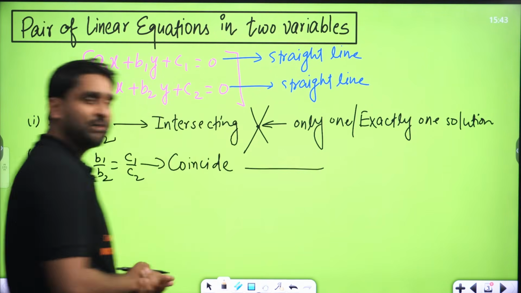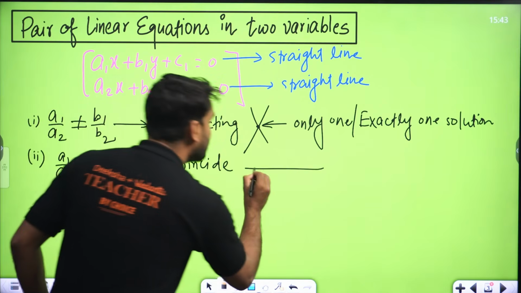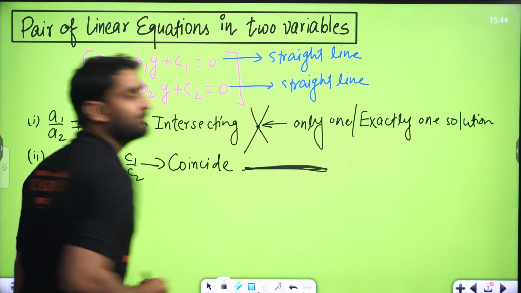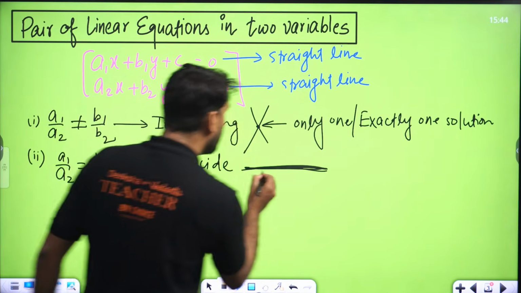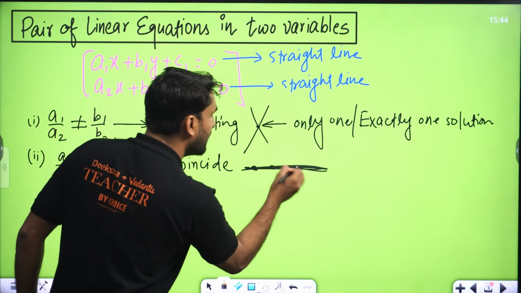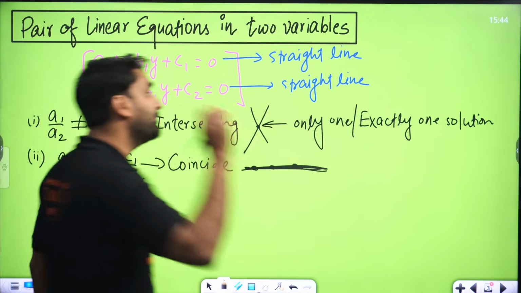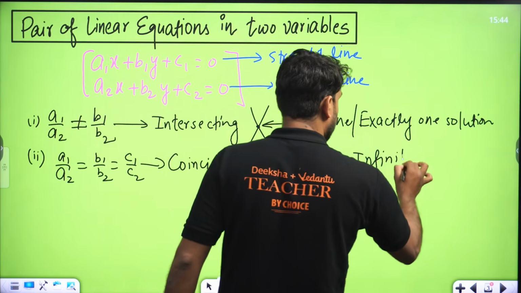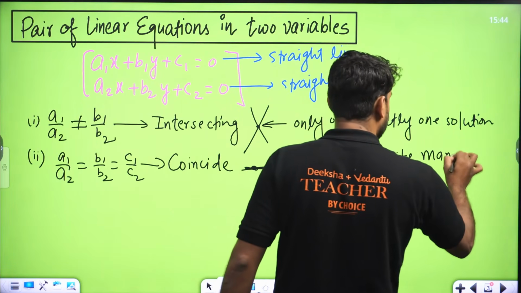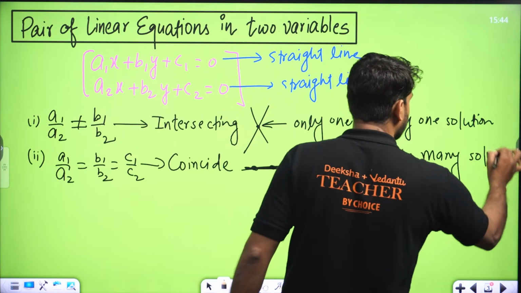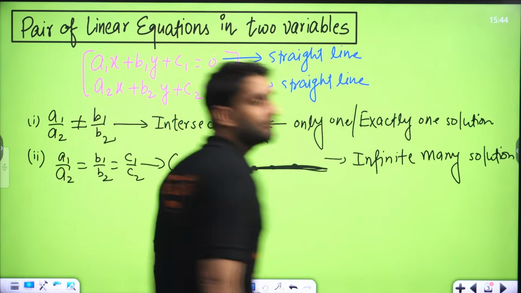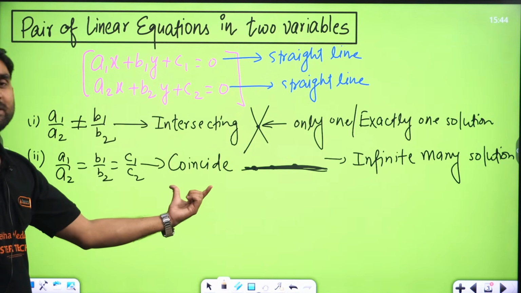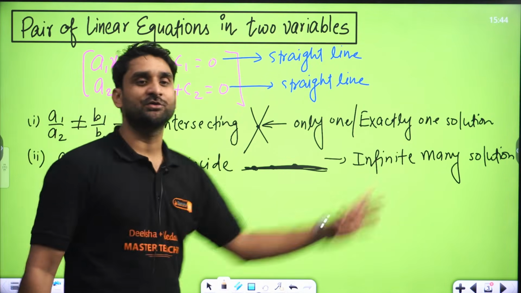So this is the first straight line, because it is a linear equation. The second will also be on the same line. So how many solutions will there be? Every point will be satisfying. So there will be infinitely many solutions. Why? Because the lines are coincident. The coincident condition is there, so infinitely many solutions will be there.